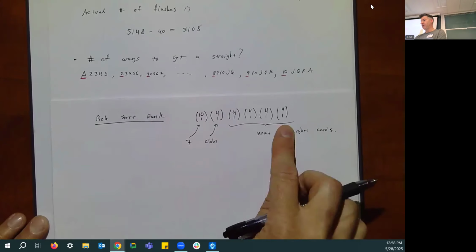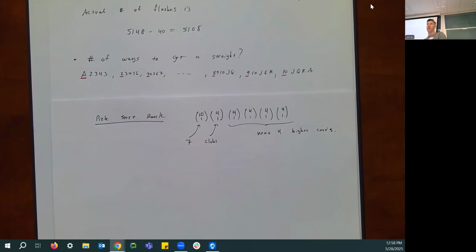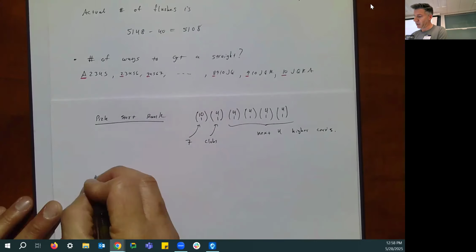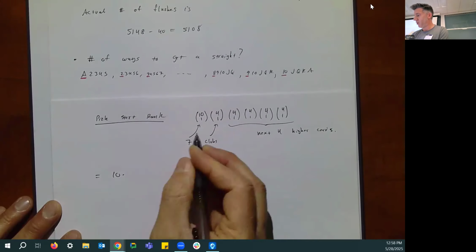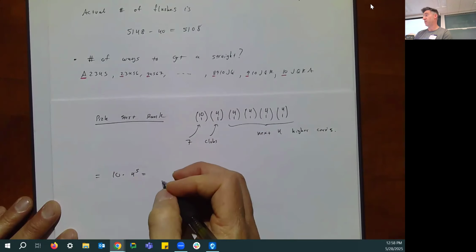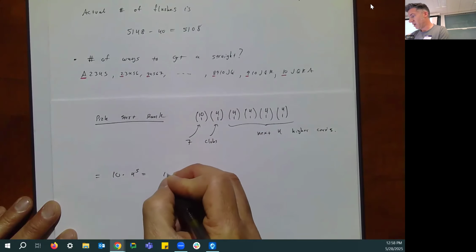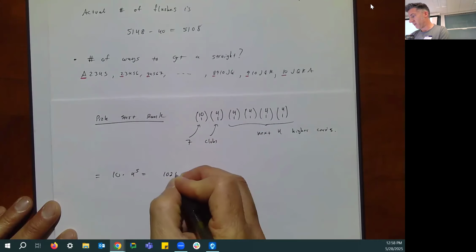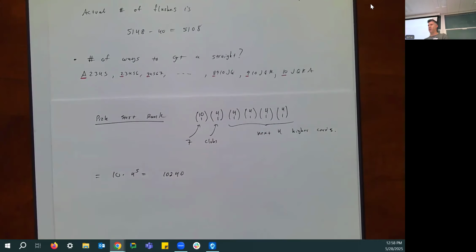That's actually not too terrible a number to calculate. That's going to be 10 times 4 and 4 and 4 and 4 and 4, which is 4 to the 5th, which is the same as 2 to the 10th, which is 1,024. So this is 10,240. Apologies, I missed my comma there.